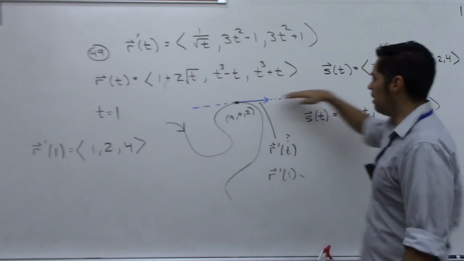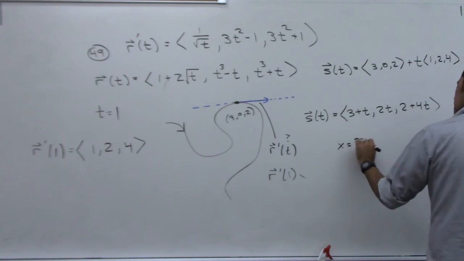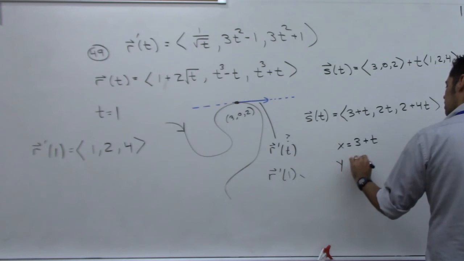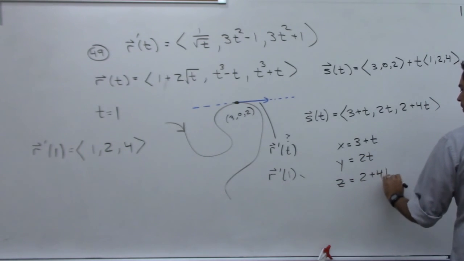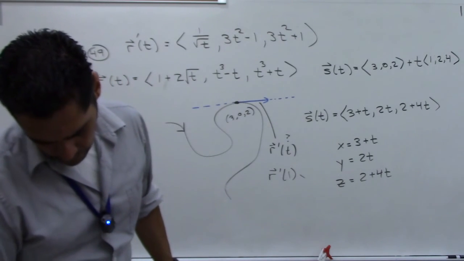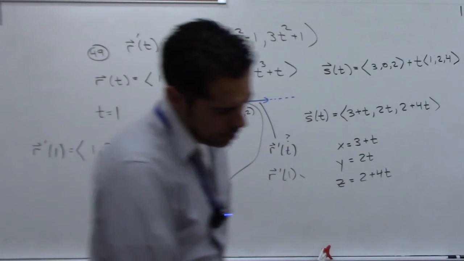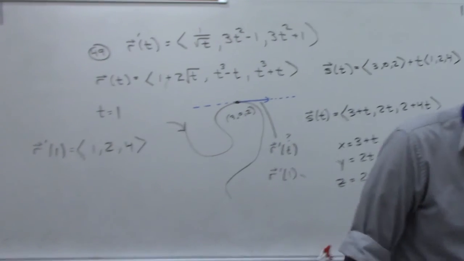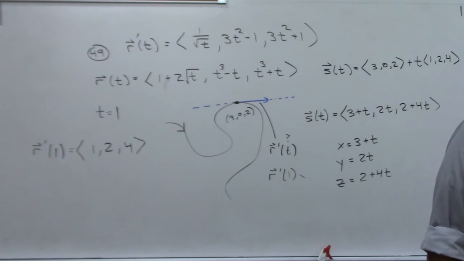It'll draw this blue line. Now, they want it in parametric form, so x is 3 plus t, y is 2t, z is 2 plus 4t. And let me just double check that. 3 plus t, 2t, 2 plus 4t. Yep, that's it. Okay, so number 50, 51, and 52 are done the same way. The functions are a little more complicated.